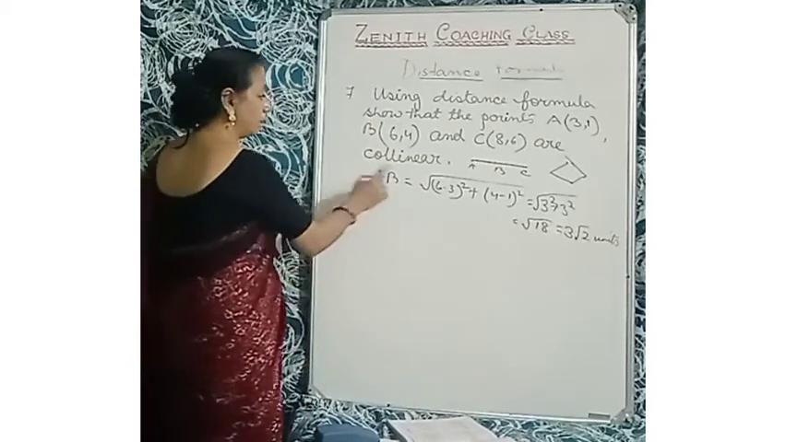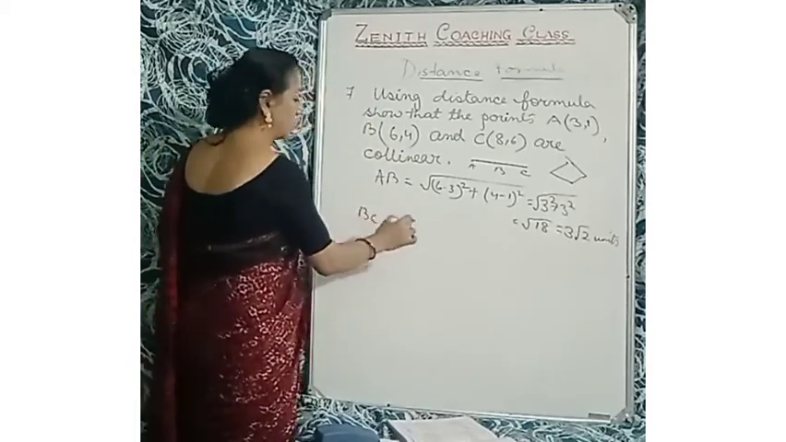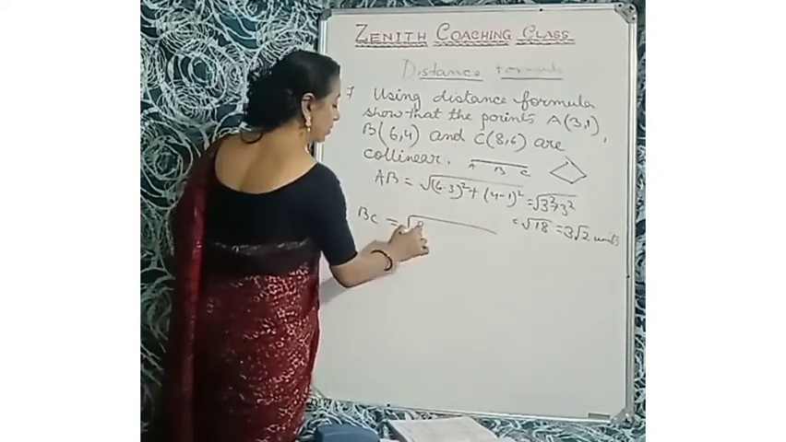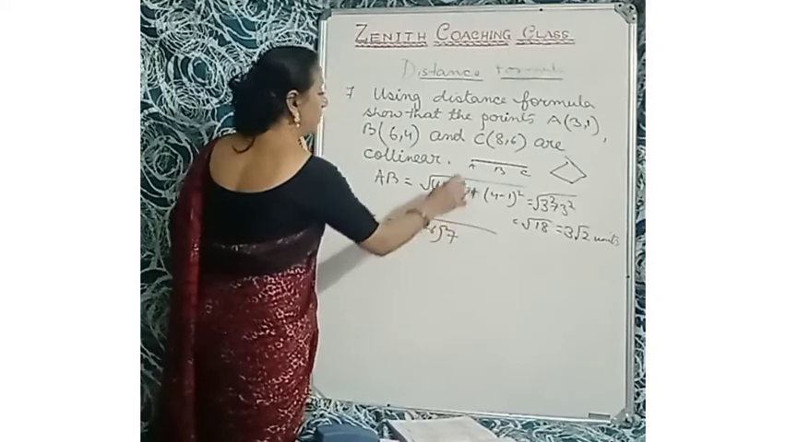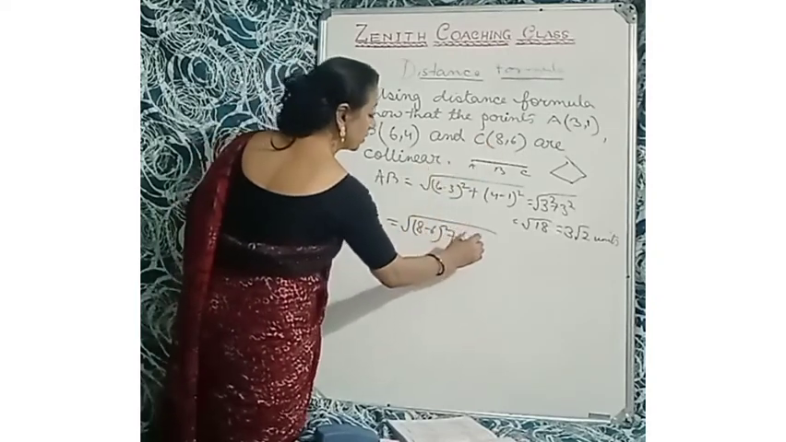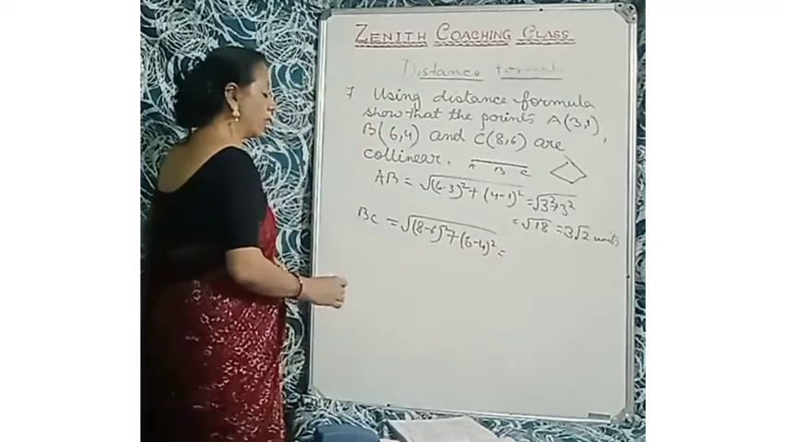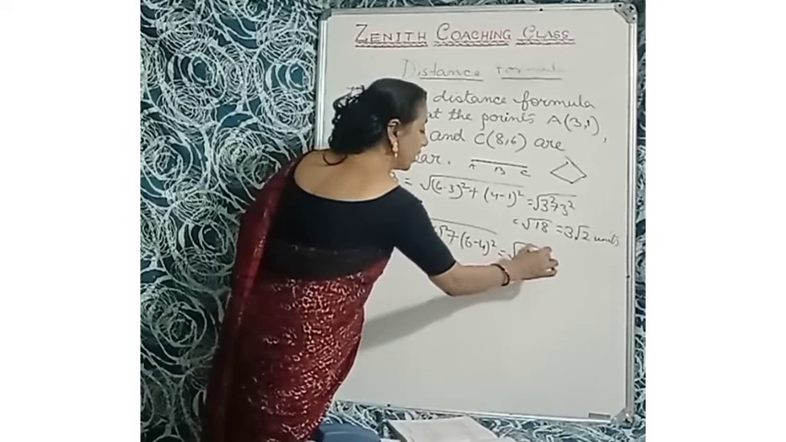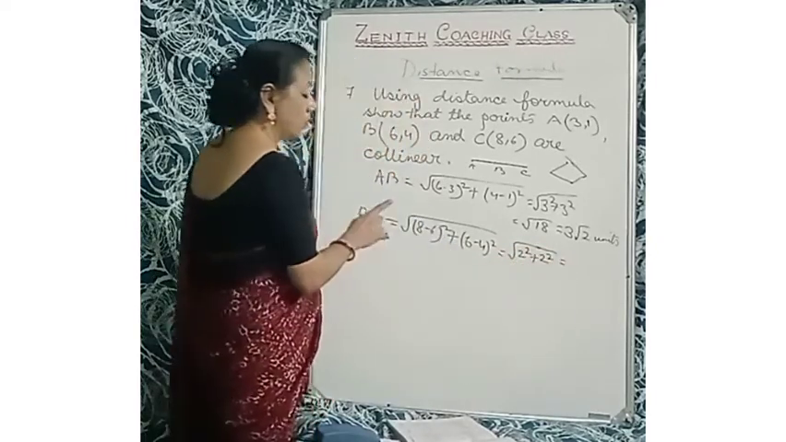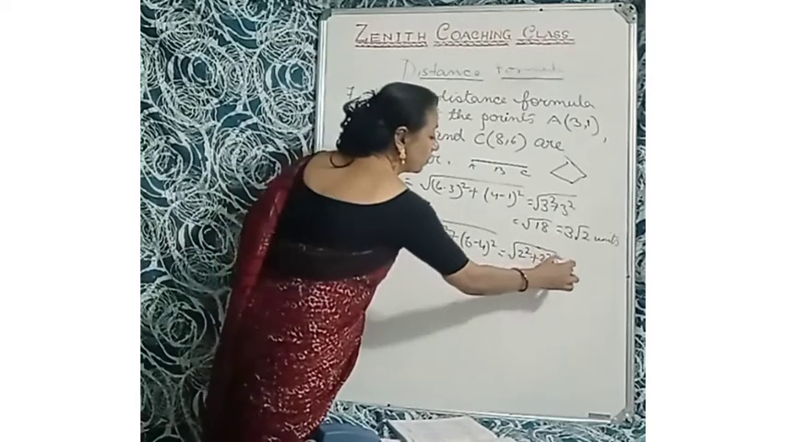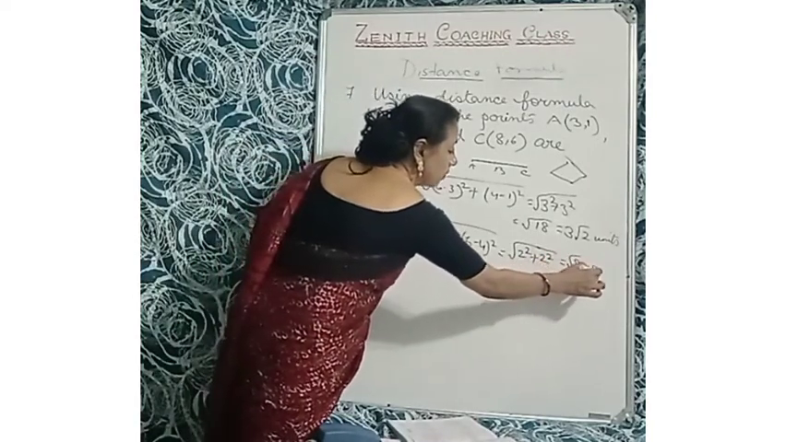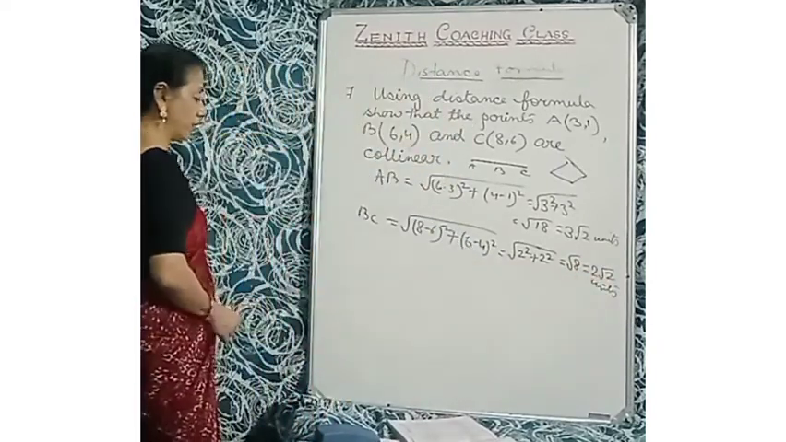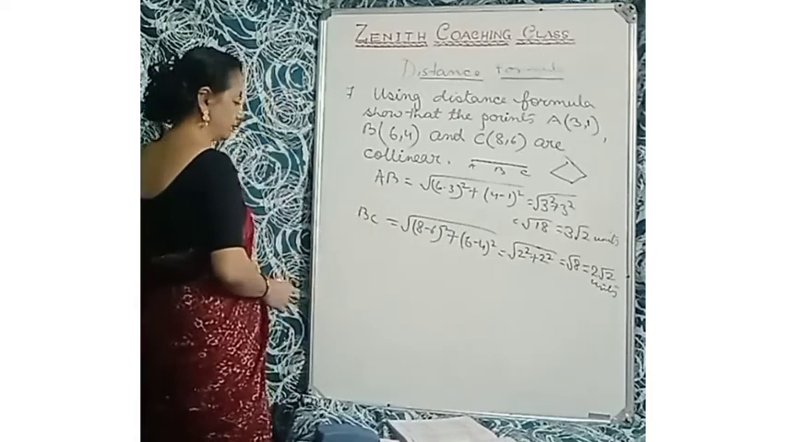Then BC. BC equals root of (8 − 6)² + (6 − 4)². So 8 − 6 whole square is 2², plus 2², that is 4 plus 4, 8. So root over 8, that is 2 root 2 units.